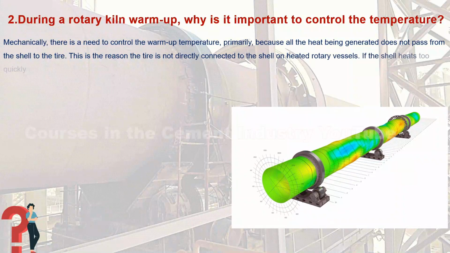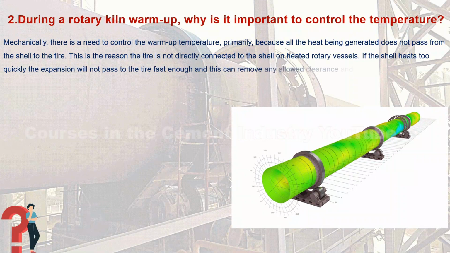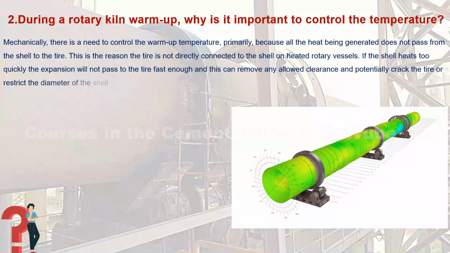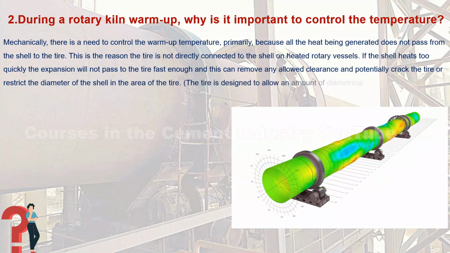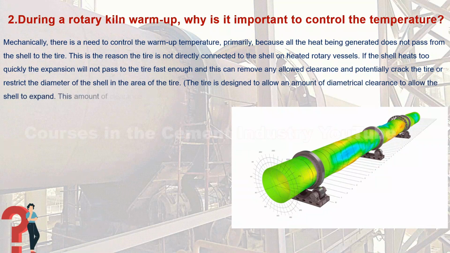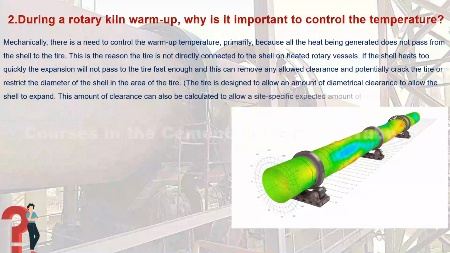If the shell heats too quickly, the expansion will not pass to the tire fast enough, and this can remove any allowed clearance and potentially crack the tire, or restrict the diameter of the shell in the area of the tire. The tire is designed to allow an amount of diametrical clearance to allow the shell to expand. This amount of clearance can also be calculated to allow a site-specific expected amount of error.